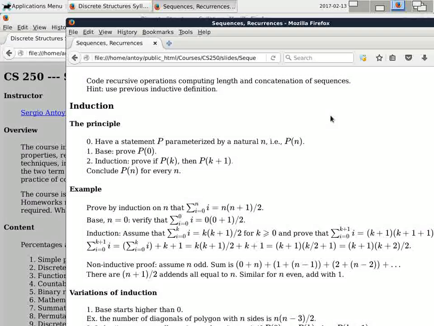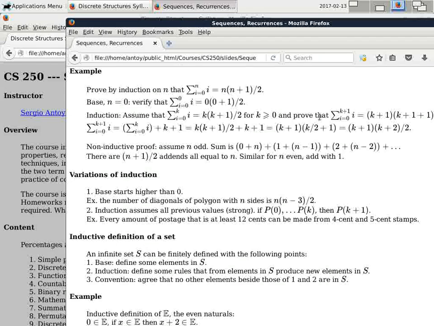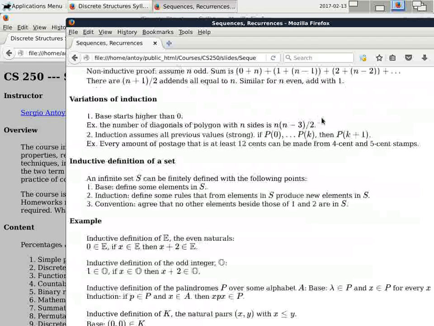We said that there are some variations of this. One is that instead of starting from 0, you start from a number a little bit bigger than 0. Maybe 1, 2, 3, whatever it is. Why? Because for some problems, the value 0 is not interesting. I think an example was if we want to prove something about a polygon, whatever the number of sides, the smallest polygon has 3 sides. So we are not proving for 0, 1, and 2 because it's not a polygon. The minimum you can have is 3.